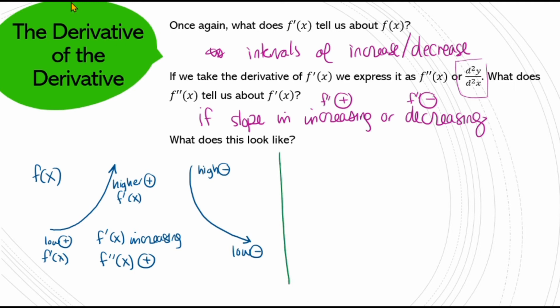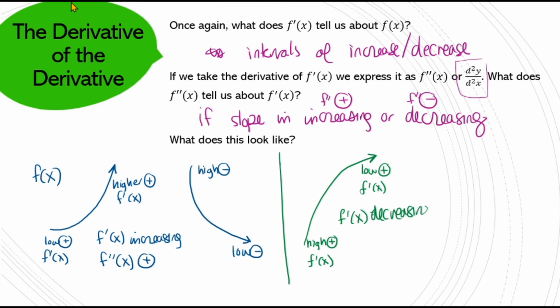Let's consider what it is when f prime of x is decreasing. So we're going to have f of x again. Once again, the easiest one to think about is in the positive. So if we start steep, the high positive slope, and our function ends up kind of tapering off and has a low positive slope, then we have f prime of x decreasing. The slope is decreasing, even though the value of the function itself is increasing.